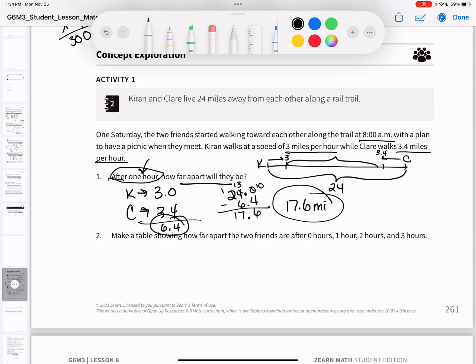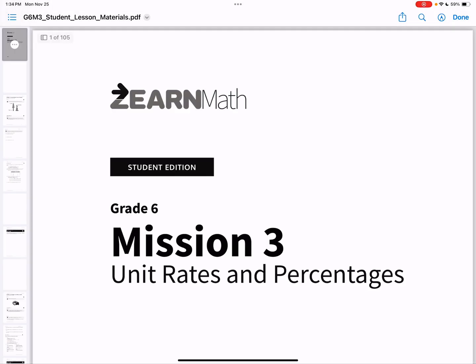Okay, now it says make a table showing how far apart the two friends are after 0 hours, 1 hour, 2 hours, and 3 hours. All right, so we have time and we have distance apart. This is not distance that they traveled, but it's distance apart. So this table is going to be different than the ones we've done in the past. So at 0 hours, they are 24 miles apart because they haven't walked anywhere. After 1 hour, we know they are 17.6 miles apart.